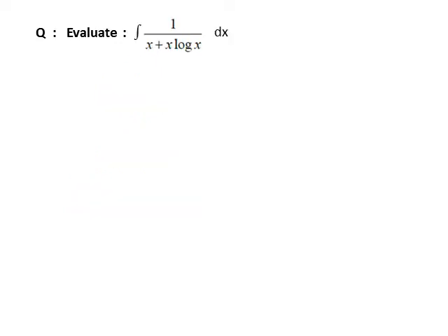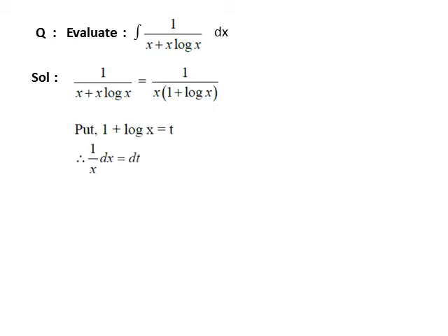Take another question. In this question, we have to find integral of 1 upon x plus x log x with respect to x. Students, as you can see, 1 upon x plus x log x can be written as 1 upon x multiplied by 1 plus log x. Now, identify the function whose derivative is given. Here, the derivative of 1 plus log x, that is 1 by x dx, is given to us. So, put 1 plus log x equals t. Differentiate both sides, we get 1 by x dx equals dt.